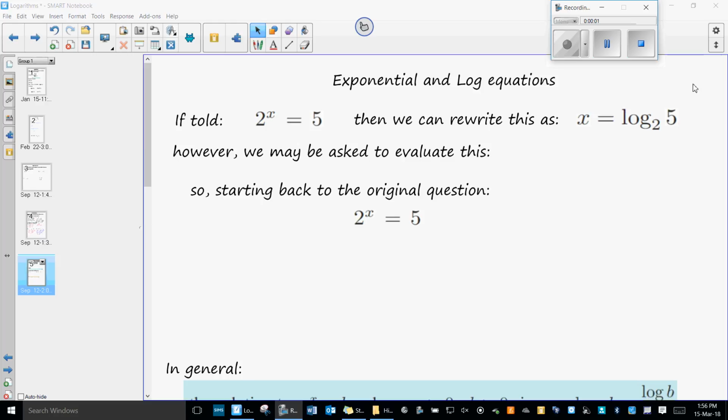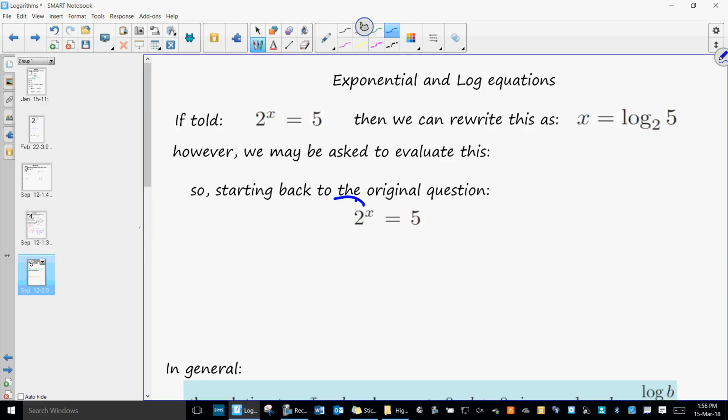Middle bit is actually extremely, extremely useful. Okay, this is the most useful bit. There have been a few situations where we possibly end up with a question that looks like this, where our unknown value is actually our power. Now, we don't know how to solve this, because we're trying to find out what value we have as our power to give us an answer of 5.